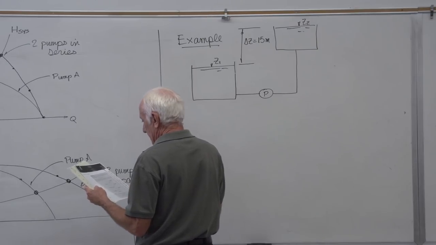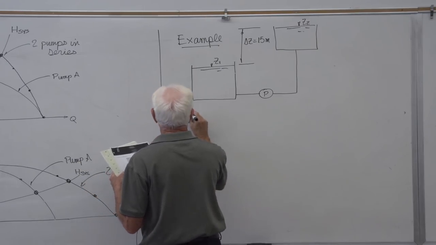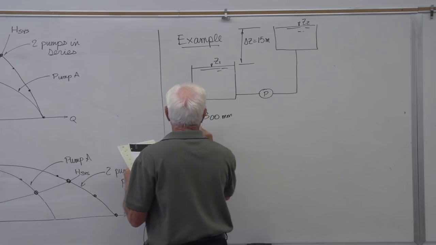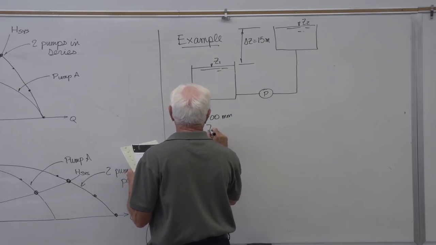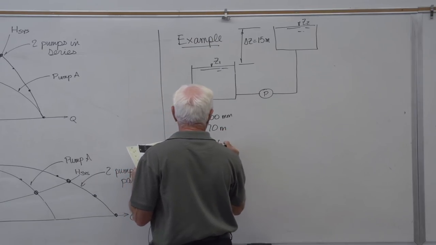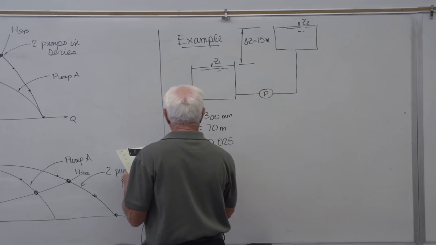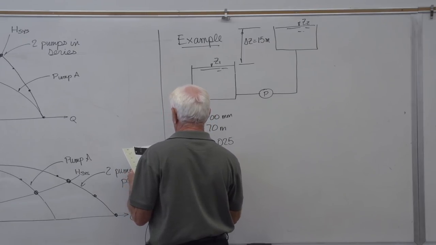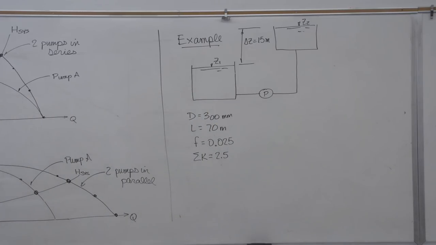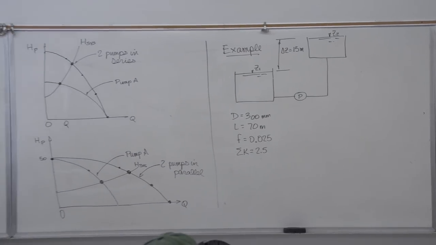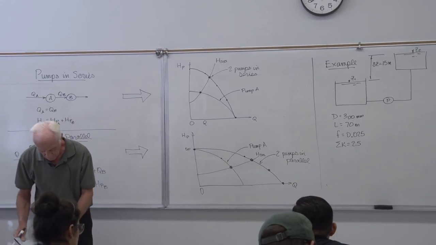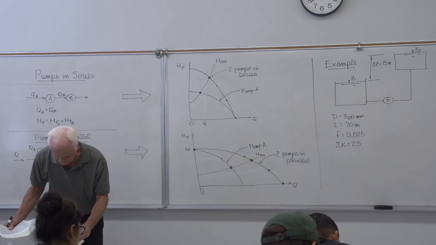We're given that the pipe diameter D is 300 millimeters, and the length of the pipe is 70 meters. The friction factor is 0.025. And for minor losses, the summation of the K's is 2.5. There's elbows, entrances, exits, all kinds of things in there. He wasn't specific on that, but we know that's what it was.